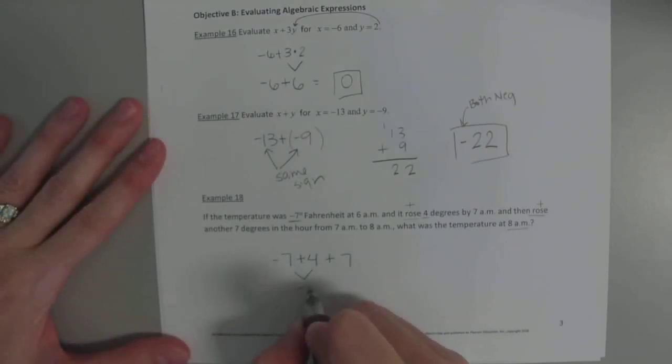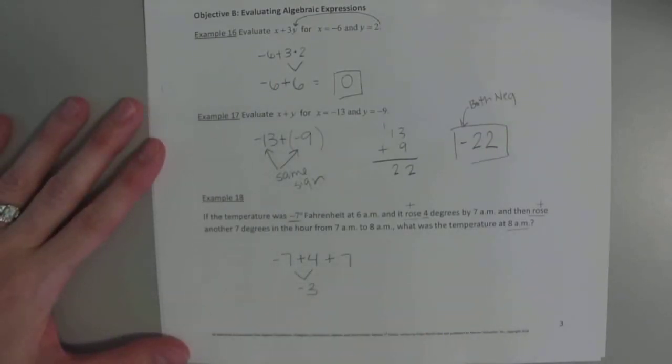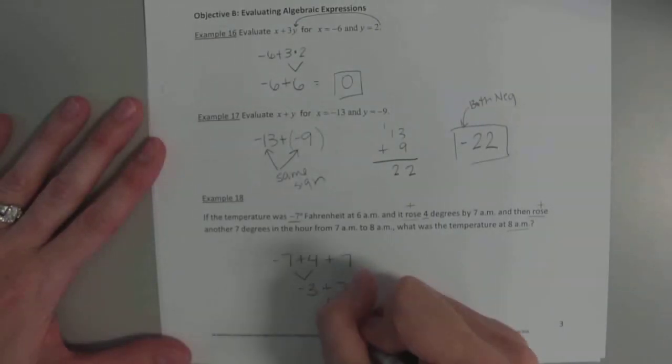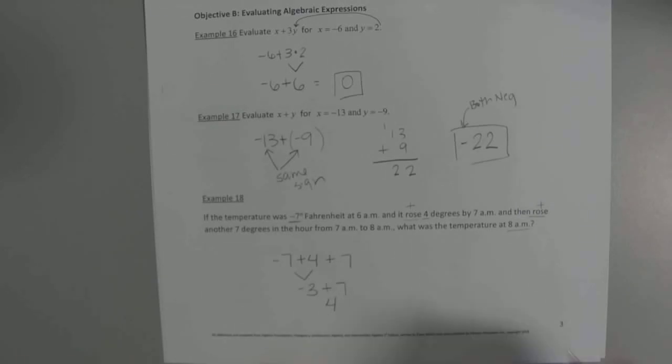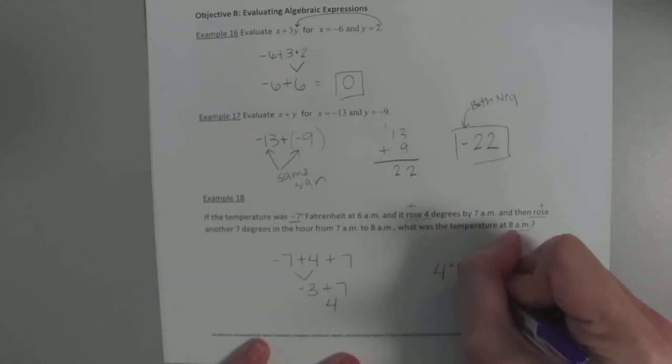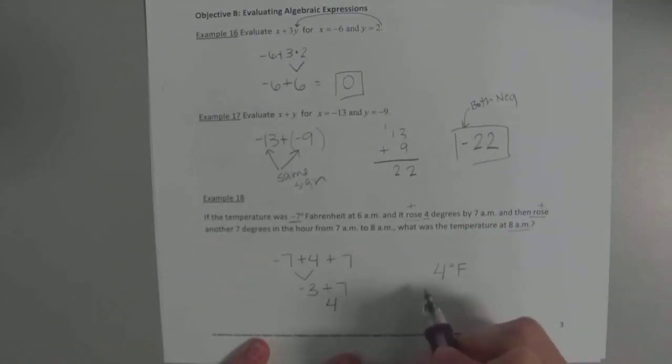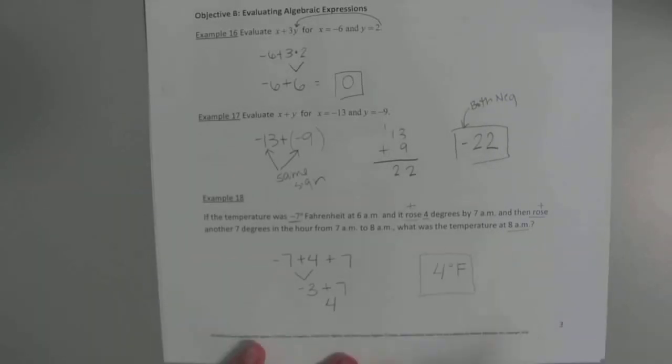What is negative 7 plus 4? You got it. Opposite signs mean subtract, give it the sign they share. But I still have to tack on that 7 on the back. What's negative 3 plus 7? 4. 4, because opposite signs you subtract, and you give it the sign of the bigger number. And what can't we forget since it's a word problem, guys? It's 4 degrees Fahrenheit, okay? Because my math lab is going to make us forget those units.